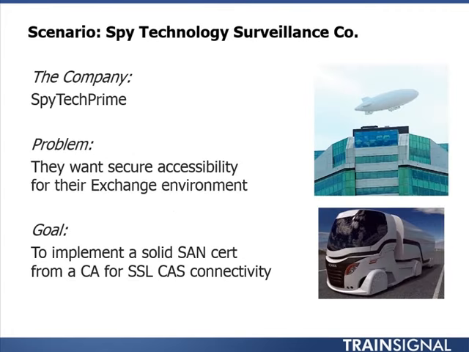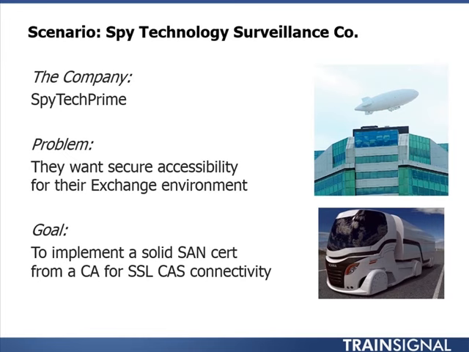The scenario for this one might look familiar to you. It was the same scenario we used for the Exchange 2013 administration course with a company named SpyTech Prime. They're a spy technology surveillance company. They provide gadgets and gizmos aplenty. Now their problem is they want secure accessibility for their Exchange environment. And so they know they can't use the self-signed certs that have been given to them when they install Exchange. They know they need to implement a solid SAN cert from a certificate authority for secure socket layer CAS connectivity.